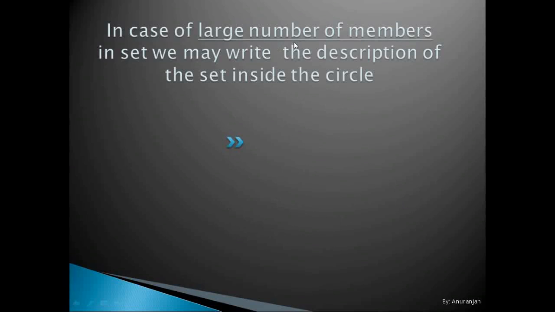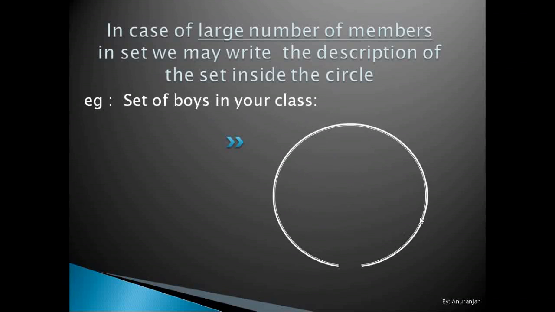In case of large number of members in sets, we may write the description of the set inside the circle. So if there are large number of members of elements, we don't need to write the members. So example, set of boys in your class. So here simply let's say this set B is a set of boys in the class. So we can say set B, and we can just write the boys.